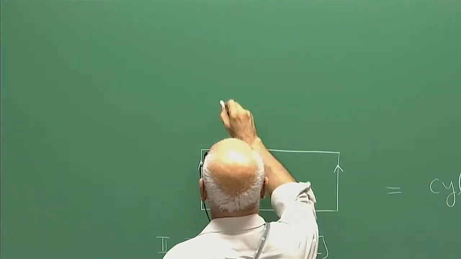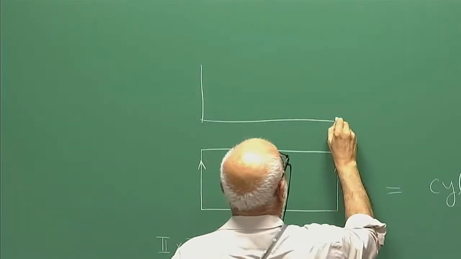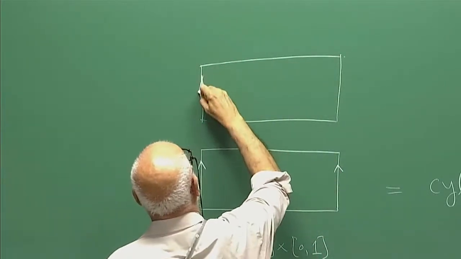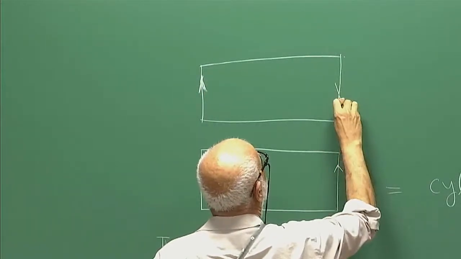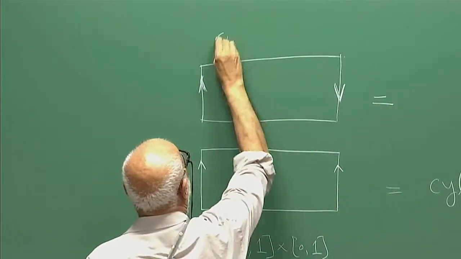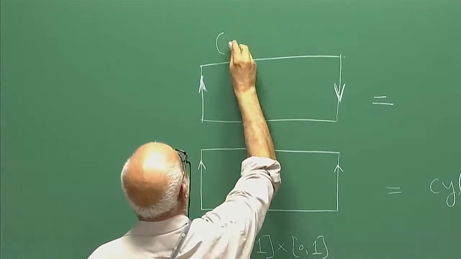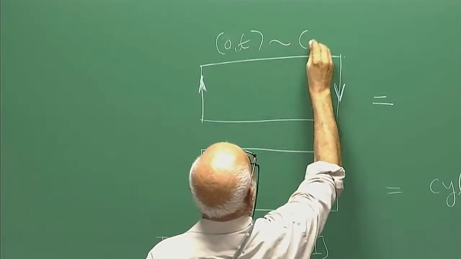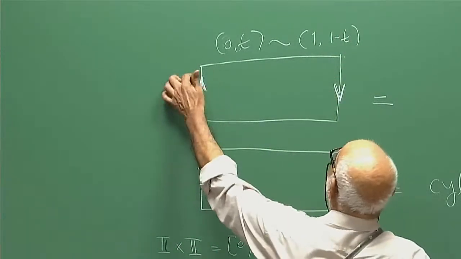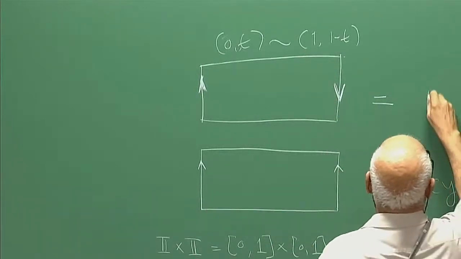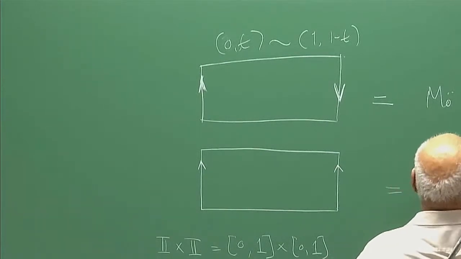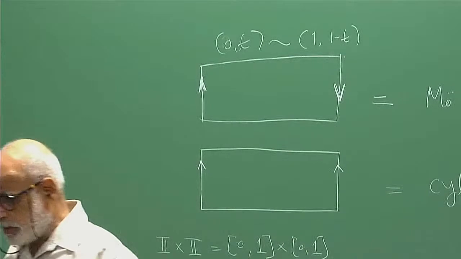On the other hand, if you do the same thing just reversing the arrows, here you put the arrow this way, but here you put the arrow that way. So what is the identification here? (0, t) goes to (1, 1 minus t). As t increases here, the corresponding point decreases there. This is the Mobius band. So I am just recalling this; this much we have done already.